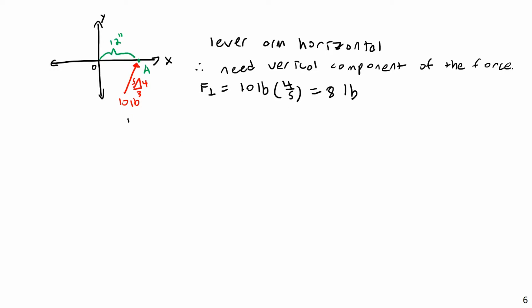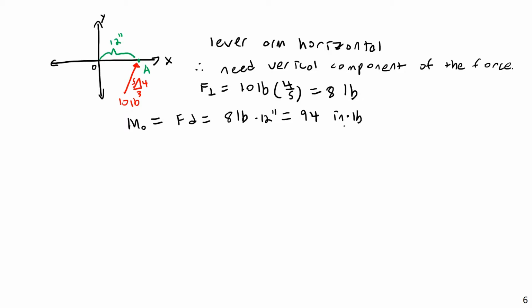And then I can just use moment about O is equal to force times distance. And that's going to be, the distance is 12 inches. Actually, I'll do it in order, 8 pounds, if I can manage to write the word pounds properly, times 12 inches. And that comes to 94 inch pounds. Does that sound right?